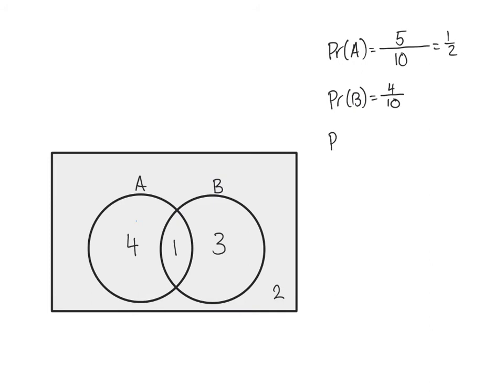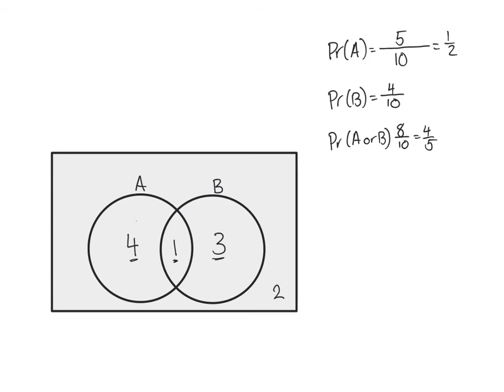What about if we said the probability of A or B, it doesn't matter which one as long as it's one or the other? There are 10 in total, but how many of those outcomes are either A or B outcomes? Well, we've got 4, 5, and another 3, which is 8. So that's 8 out of 10, which we can simplify to 4 out of 5.